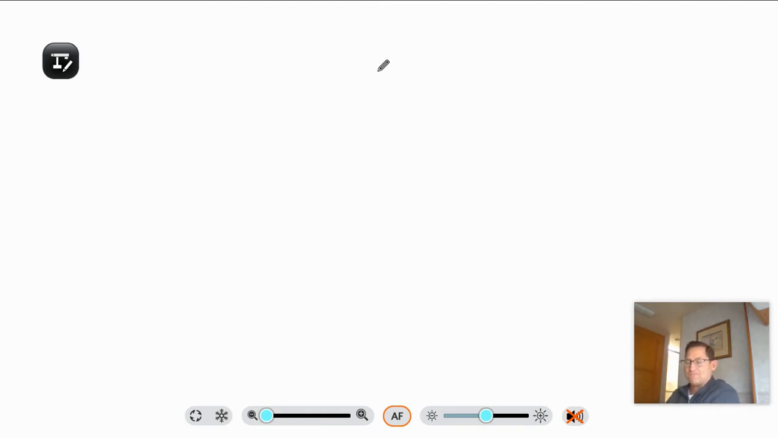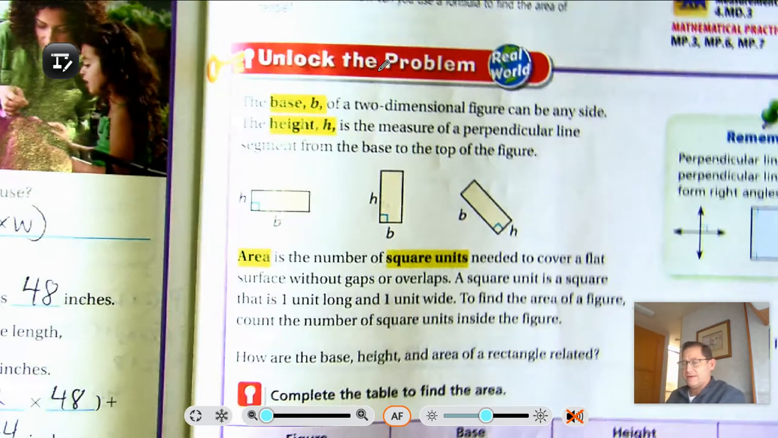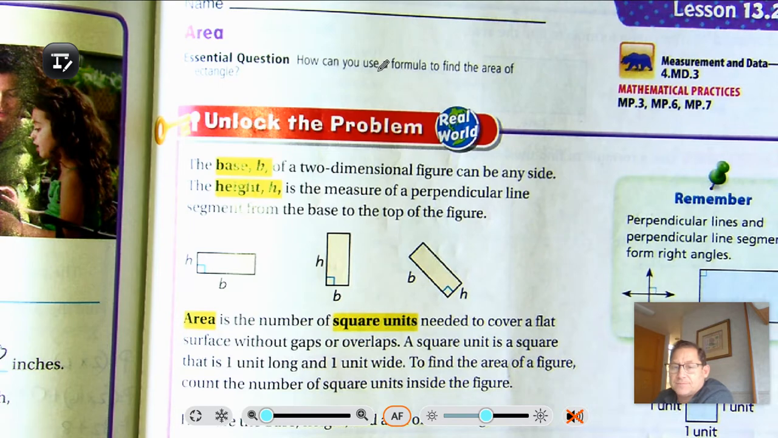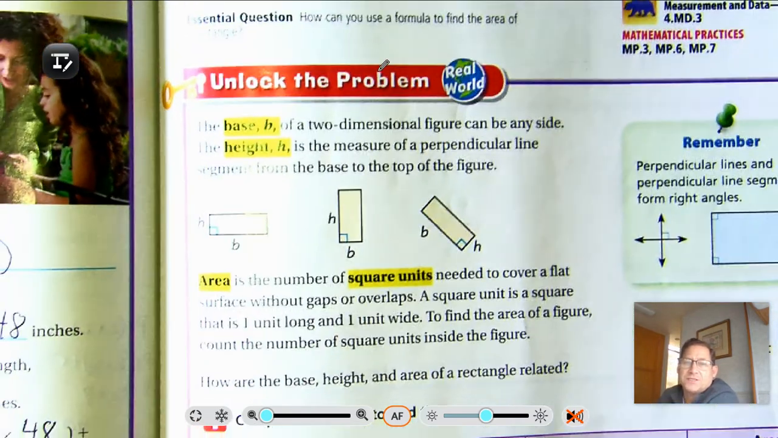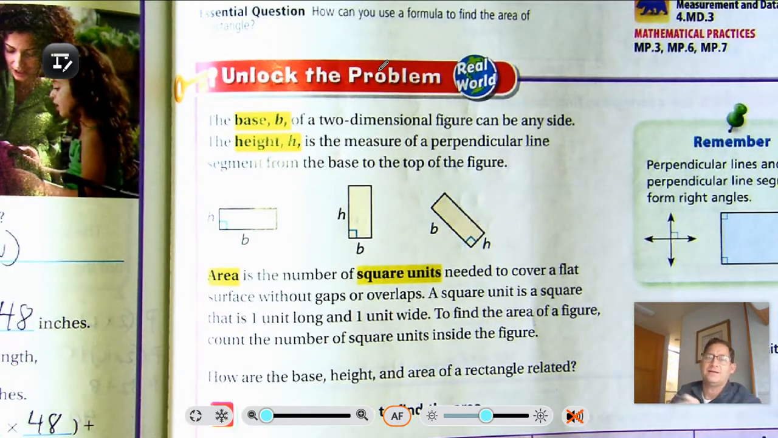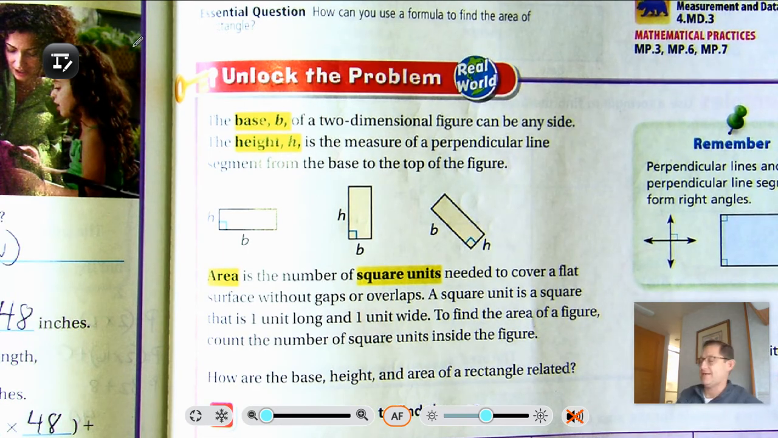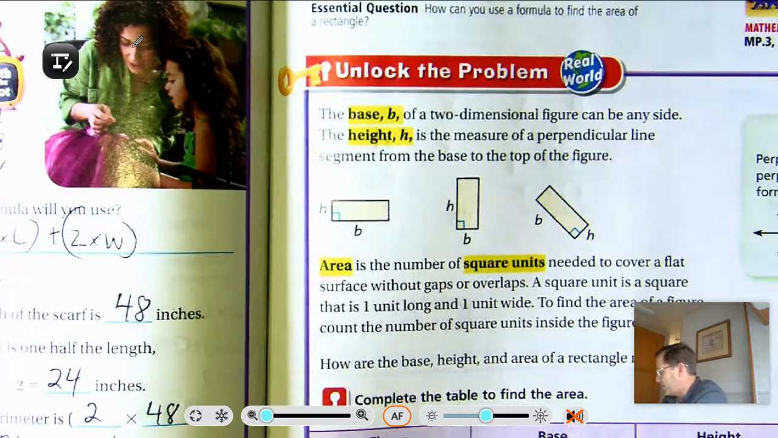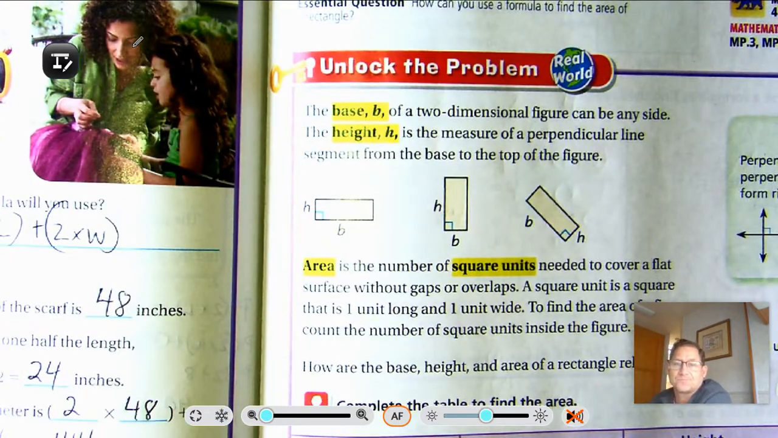Hello, everybody. So today we're going to continue with chapter 13, and our topic today is area. Our essential question is, how can you use a formula to find the area of a rectangle? Okay, we are on page 529.